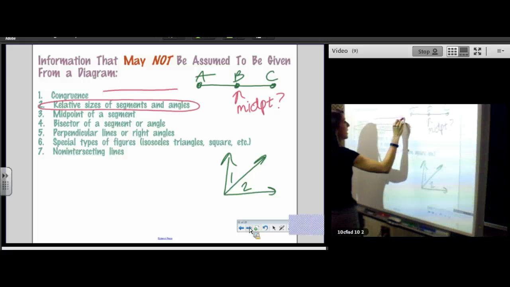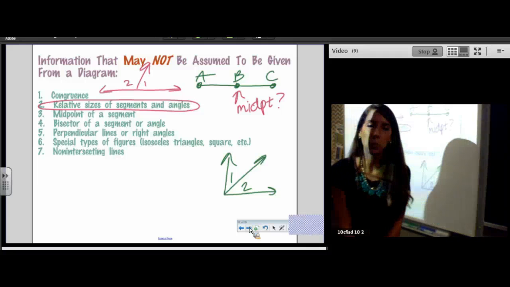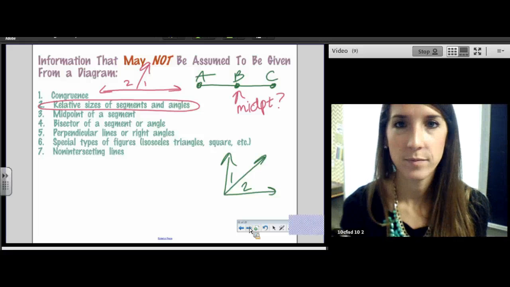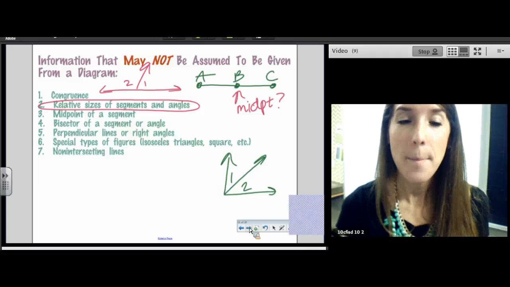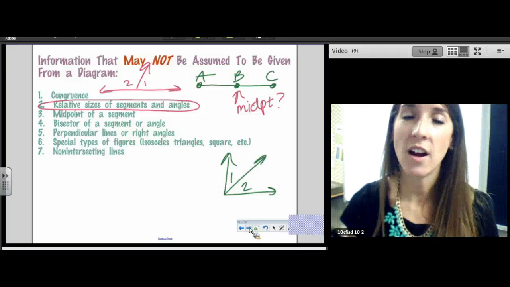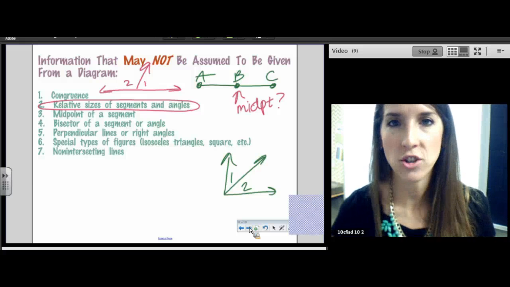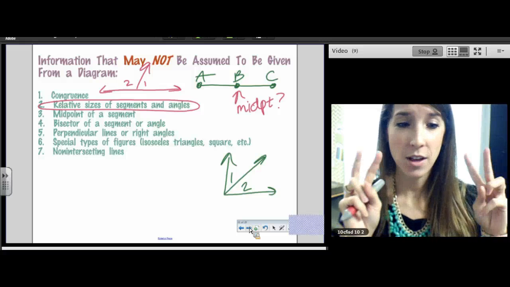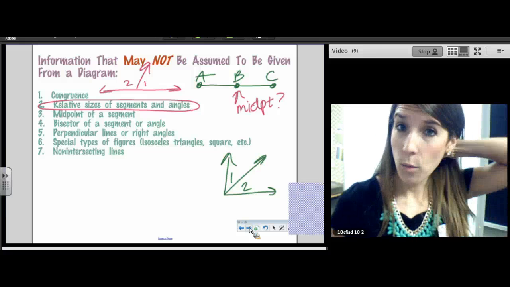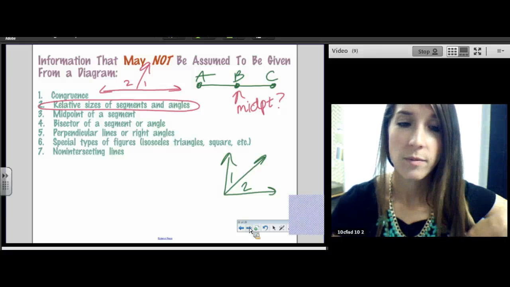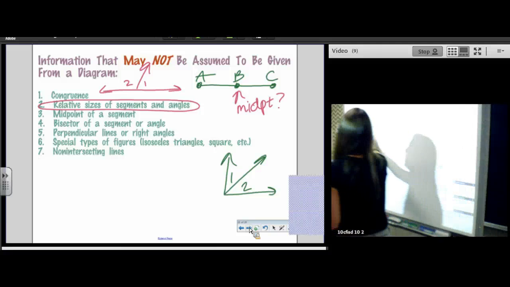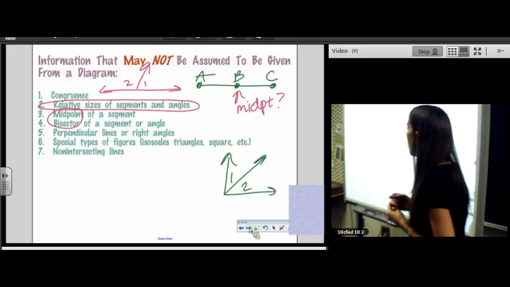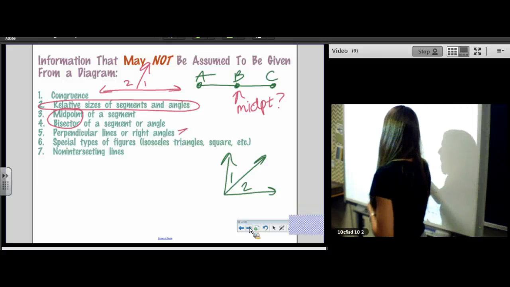I skipped over this one right here. Relative size of segments and angles. In that picture, which angle looks bigger? Angle 2. You're right. But you can't assume that it's bigger until you actually solve for the measure of the angle. That's what I keep saying. It could be not drawn to scale. Angle 1 really could be larger. You have to solve for it first. All right, bisector and midpoint, those go together. You can't assume those.